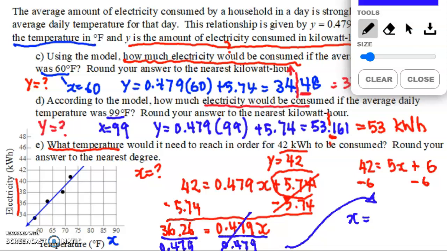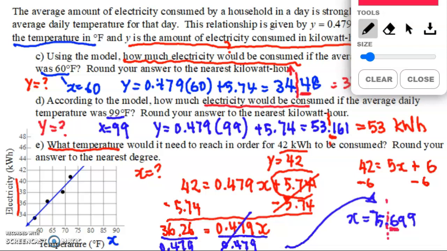So you use the calculator and do 36.26 divided by 0.479, which leaves me with 75.699. Okay, now we want to round your answer to the nearest degree. That means we don't want any decimal points. So that means we want to cut it off at exactly where the decimal place is. But before we do that, we need to consider the digit right after where we want to cut off.